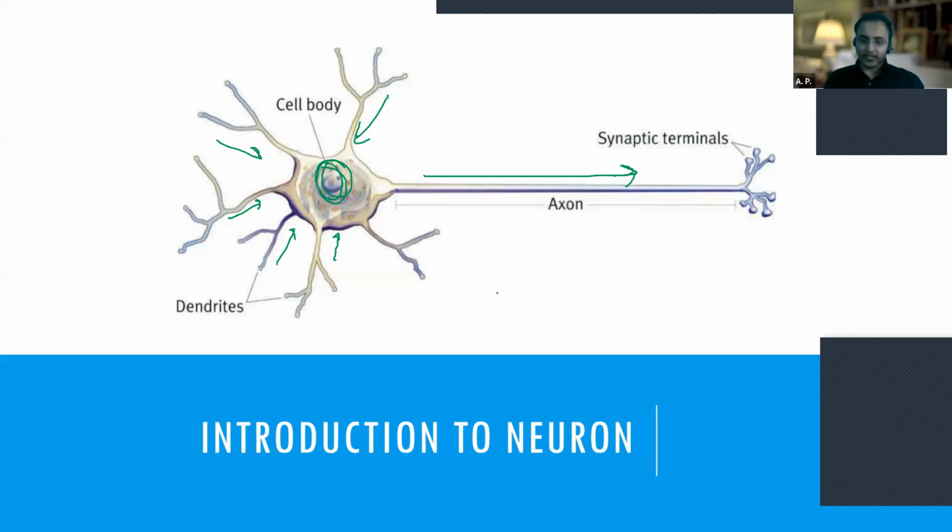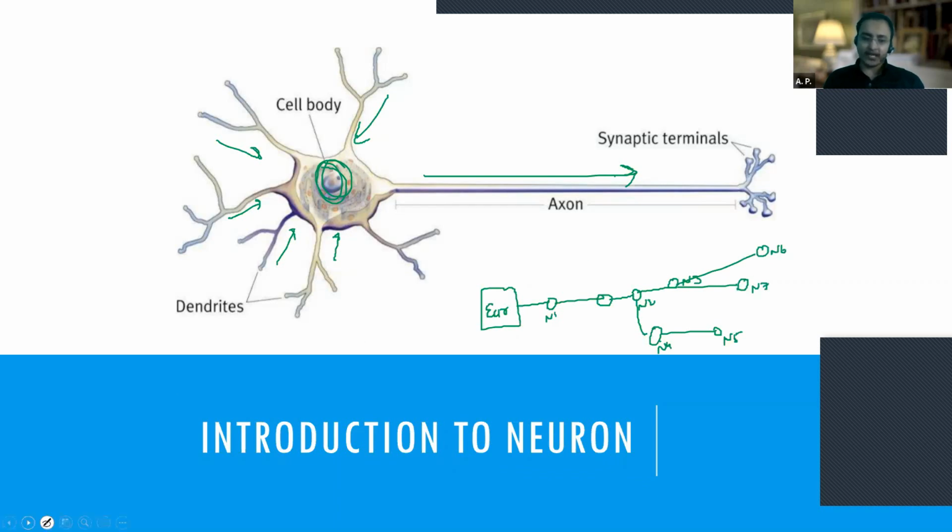Let's say there is a neuron connected to our ear. You can say this is neuron N1, N2, this is N3, this is N4. This is how a neural network could look. This is N5, and this is N6, N7, like that.